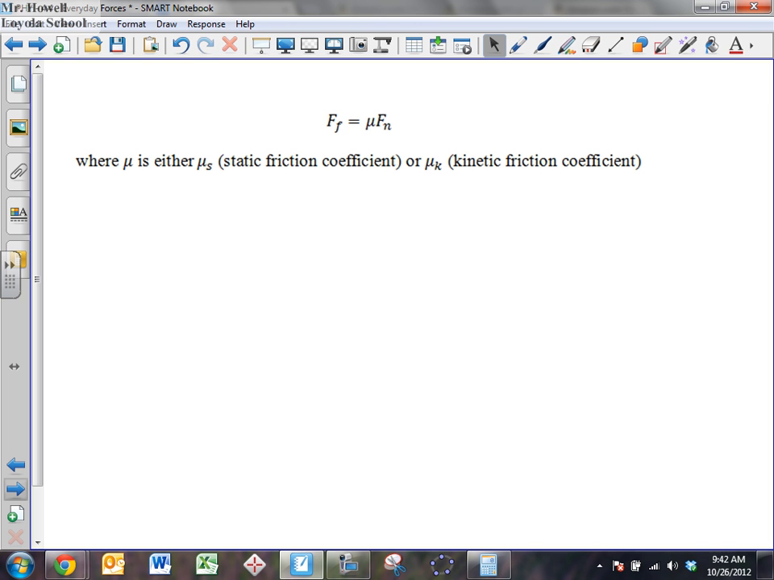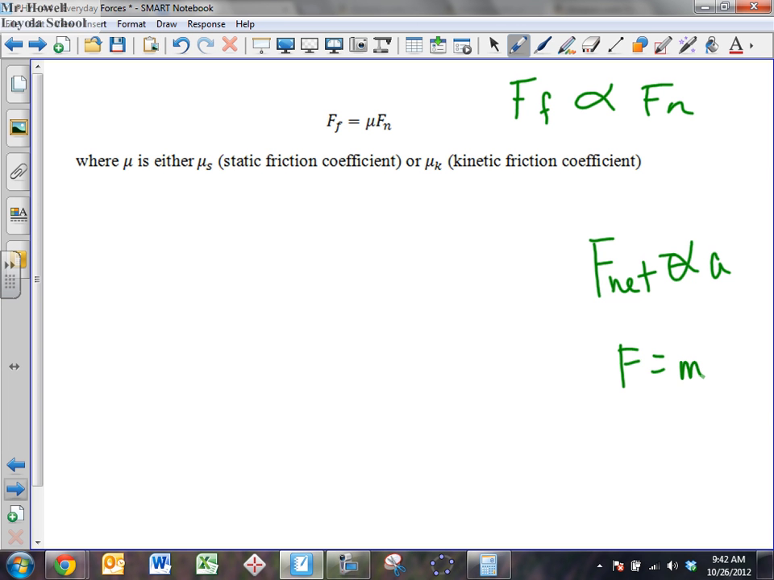Now, a minute ago we said that the force of friction was proportional to the normal force. It needs to have some sort of constant though. Like earlier this section, we said that the net force was proportional to the acceleration. And we said, well, what was the proportional bond? We said F equals ma. M was my constant, right? Again, in the beginning of chapter 4, we said that the net force acting on an object is proportional to its acceleration. By what value? It turned out to be m.